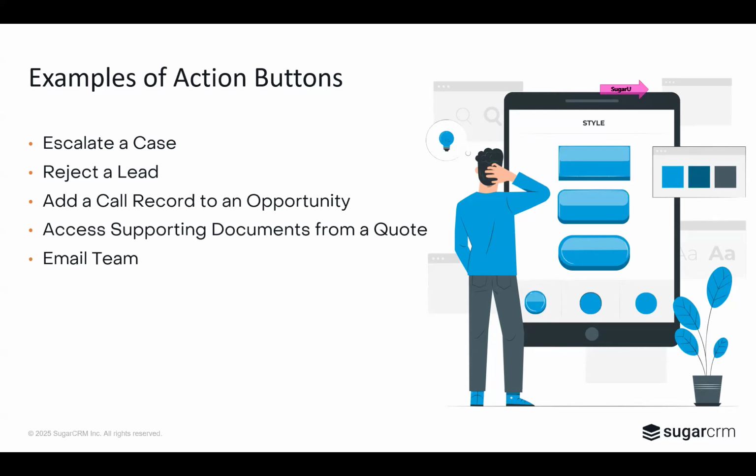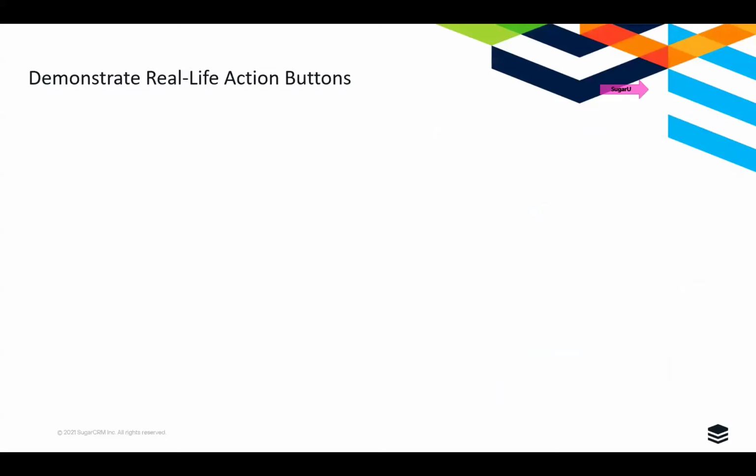So you can use it to escalate a case. Just like I made a record dead, you could reject that particular lead for whatever reason, changing the status. Adding a call record to an opportunity like we did with a lead, accessing support documentation, which I'm going to demo, and then you can also email an entire team that is associated with a particular record. Okay, so I'm going to go through, I think, 4 different scenarios real quick in different modules and show you what you can do with that particular record.